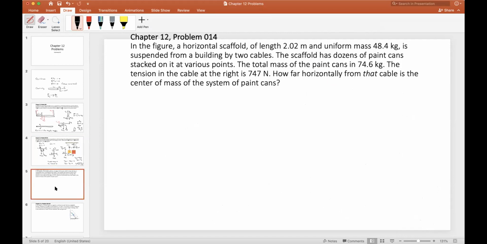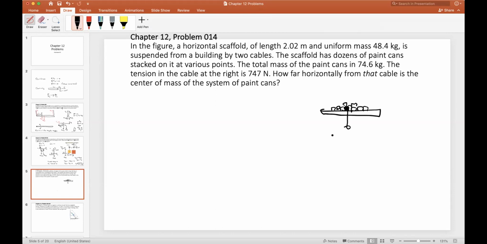All right, so the third problem is problem 14. And here, this is a paint can problem, and I didn't show this, but this problem has a picture of a whole bunch of little paint cans, you know, everywhere on it. You can take the center of mass of the paint cans to be wherever their center of mass happens to be.